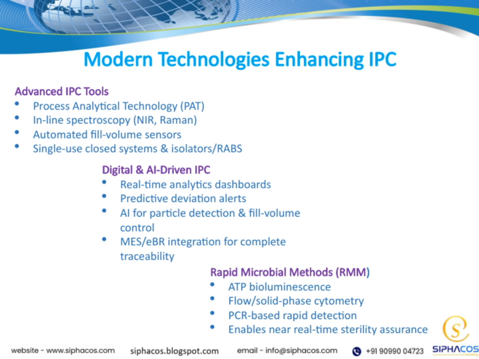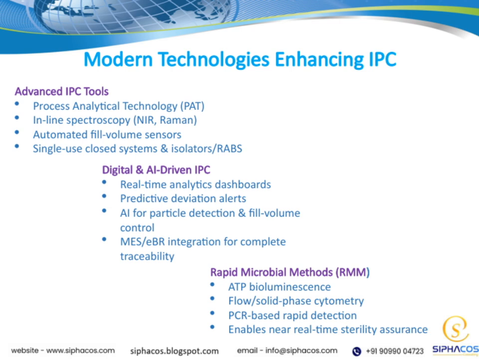Real-time analytics dashboards allow us to visualize process data instantly, helping us spot trends or deviations early. Predictive deviation alerts use AI algorithms to anticipate issues before they happen, so we can act proactively. AI is also being used for particle detection and fill volume control, enhancing precision and reducing waste. Moreover, integrating manufacturing execution systems, or MES, with electronic batch records, or EBR, provides complete traceability from raw materials through to finished products. Now, let's explore the advanced tools enhancing our IPC capabilities.